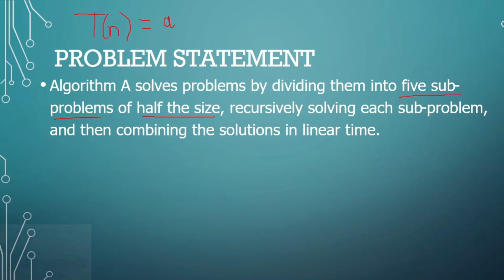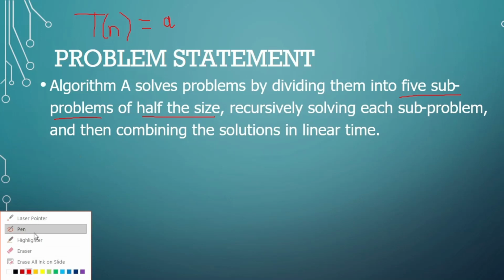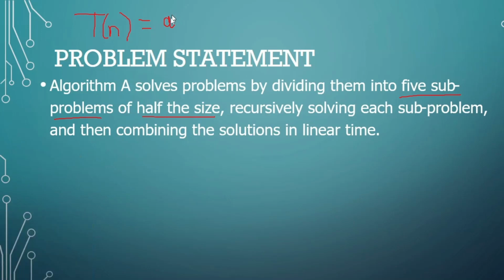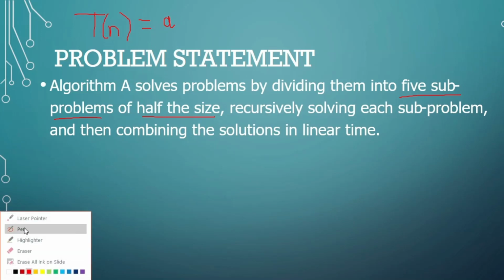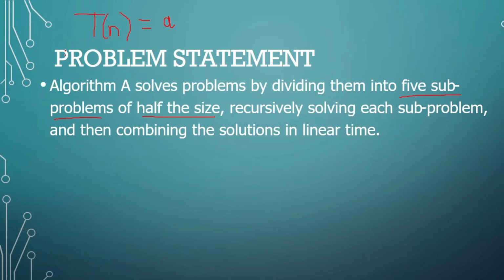Yes, so T(n) = aT(n/b) + f(n), right? So in this first algorithm A, we're saying that this algorithm is a divide and conquer algorithm.